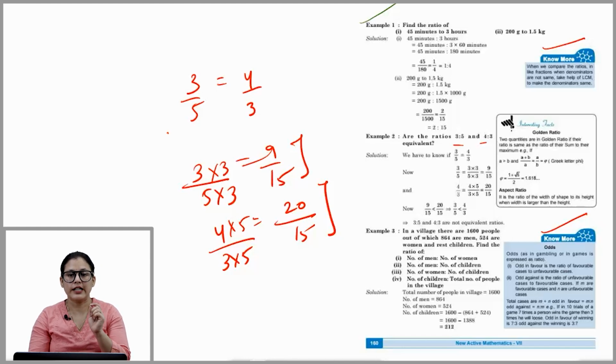Example, if in 10 trials of a game, 7 times a person wins the game, then 3 times he will lose. Odd in favor of winning is 7 is to 3. Odd against the winning is 3 is to 7, okay?